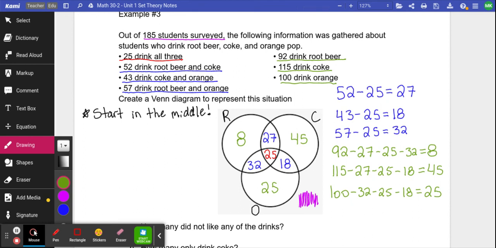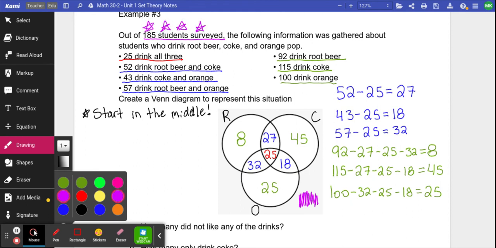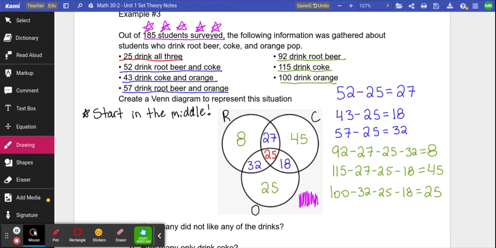Perfect. We filled out that Venn diagram. When you're done, though, you always want to check to see if your universal set has been completed. So remember at the very beginning, they said that there was 185 students surveyed. That means if I add all these numbers up, they should equal 185. So every number in that circle, 8 plus 27 plus 45 plus 25 plus 32 plus 18 plus 25. If you total all of that up, it should equal 185.